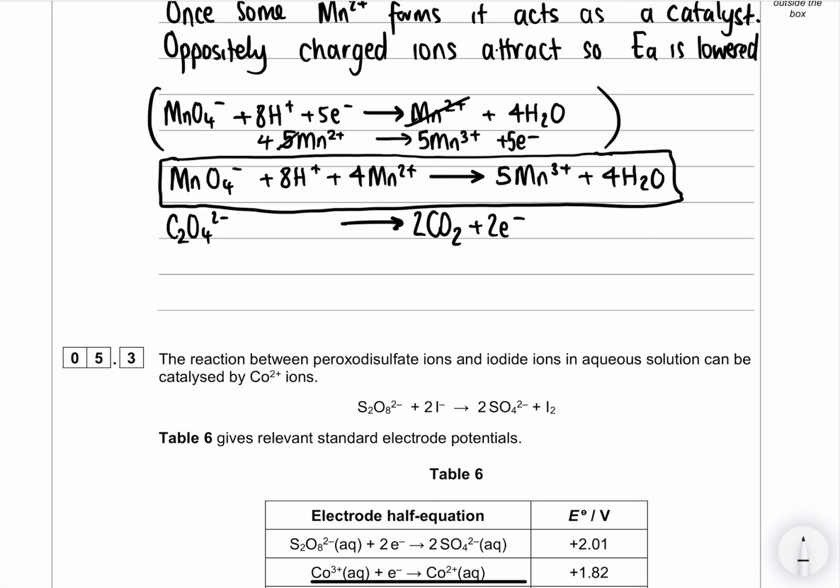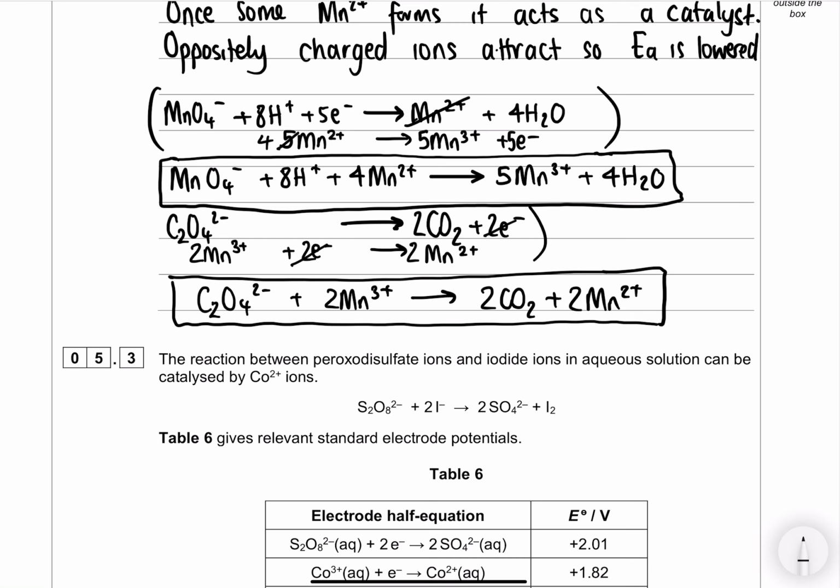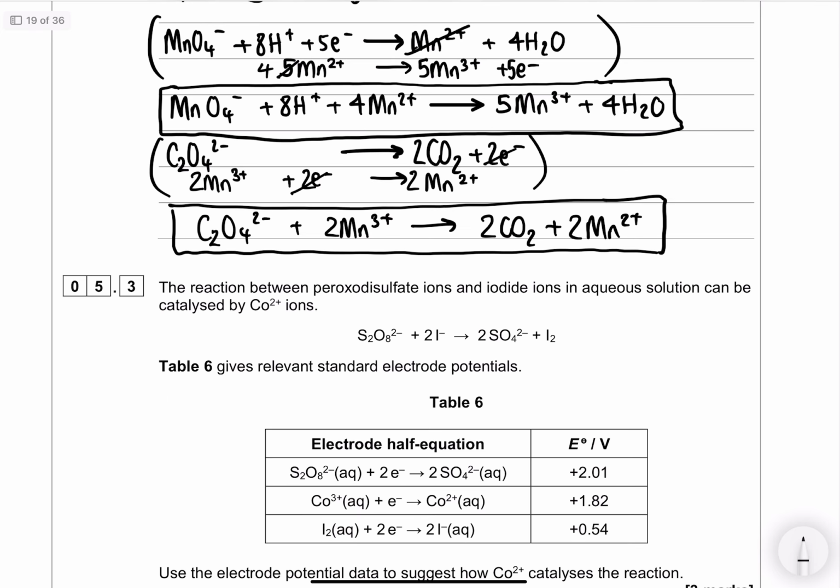Then we've turned the Mn2+ into Mn3+, so it's going to react with the other half equation. It's going to reduce back to Mn2+. I'm going to have to balance the charges by doubling up, and again I'm going to combine that and cross out the electrons, and I'm going to get C2O4 2- plus 2Mn3+ goes to 2CO2 and 2Mn2+. And put a little box around that and bracket my working. And then I've shown using equations how Mn2+ is the autocatalyst.